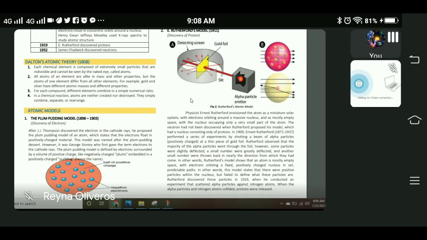So in other words, Rutherford's model shows that an atom is mostly empty space, with electrons orbiting a fixed, positively charged nucleus in the center. So this model states that there were positive particles within the nucleus, but failed to define what these particles are. So meaning to say, that time, na-discover na pala si proton, pero hindi pa siya definite. Okay? It is not actually definite that it was called a proton. Okay?